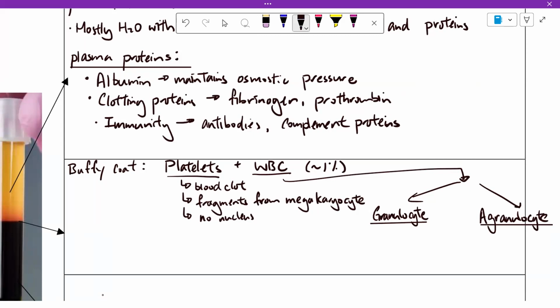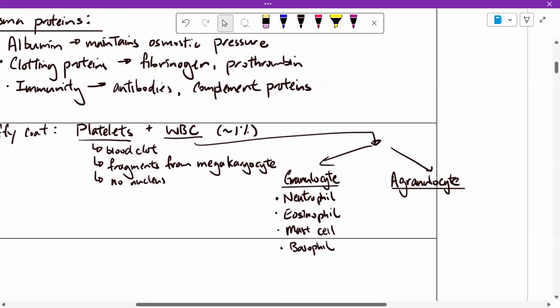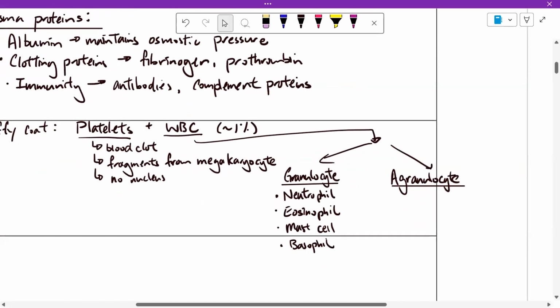So granulocytes, we talk about neutrophil, eosinophil, and mast cells and basophil. I know at the time we did not put mast cells, but we learned it later on. We learned that the mast cells and the basophil are related, aren't they? They both play a role in inflammation.